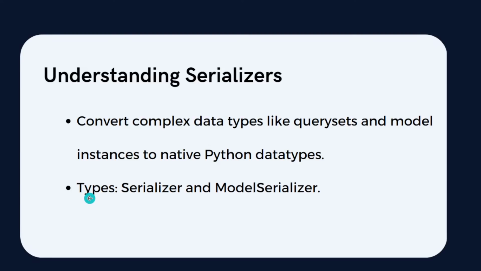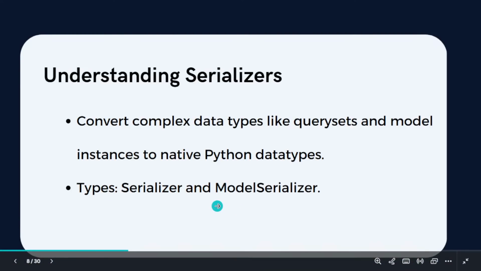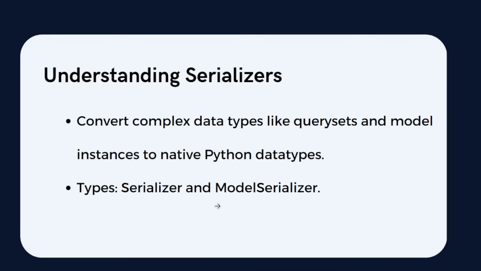There are two types of serializers. One is the normal serializer and the other one is the model serializer. These are the two types.